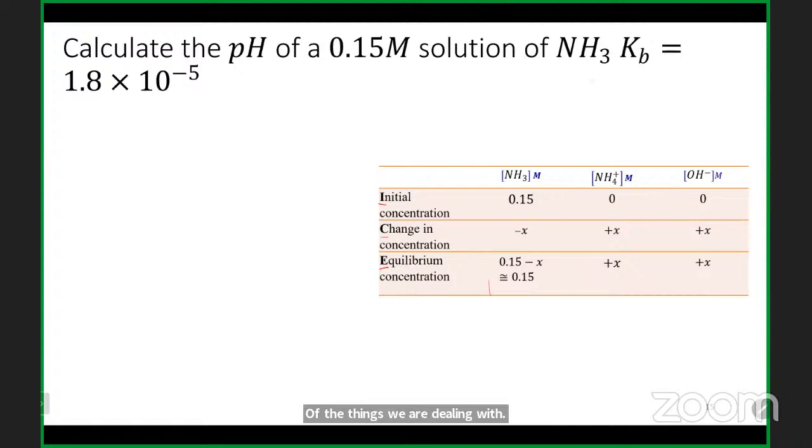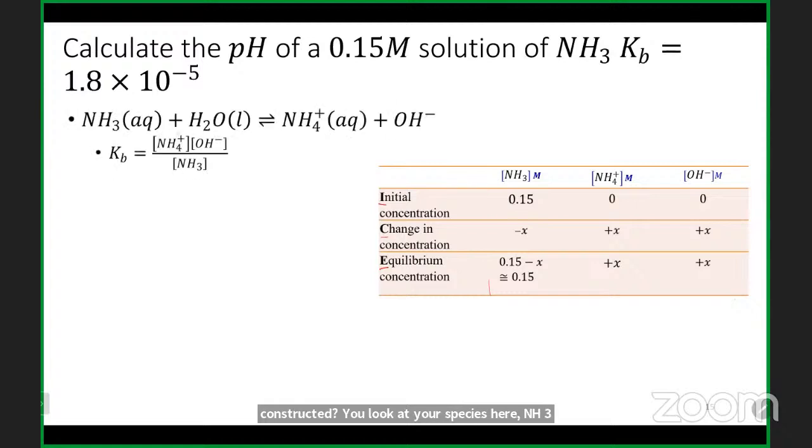You look at your species. Here, NH3 plus H2O liquid goes to NH4+ plus OH-. So the species that we have with varying concentration are NH3, NH4+, and OH-. H2O is approximately constant. Initially, for example, the concentration of NH3 is 0.15. At the initial stage, these ones are 0 and 0.